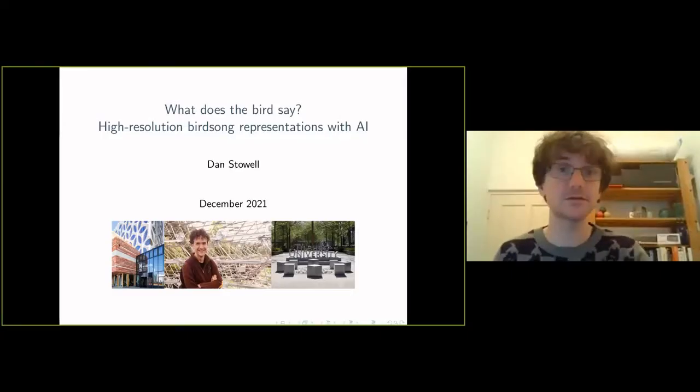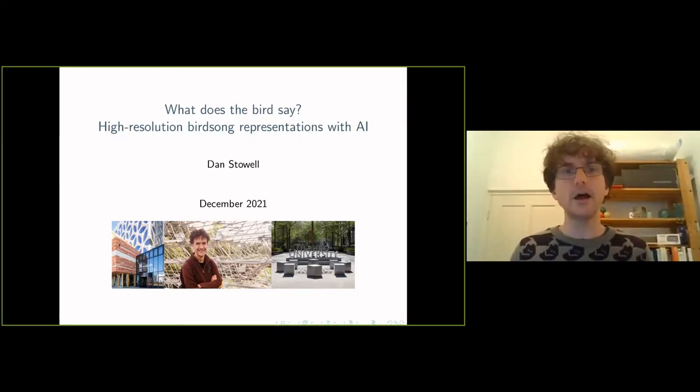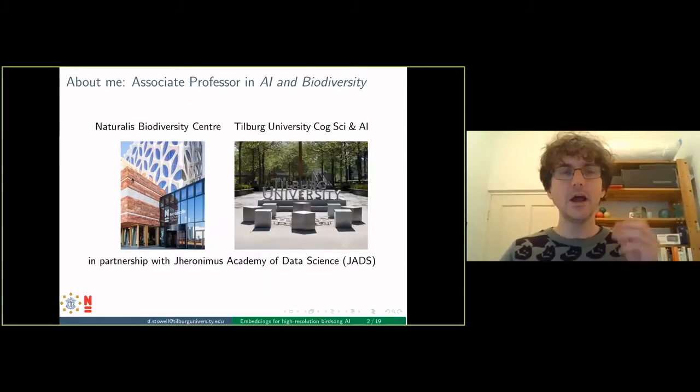Talking about a little bit more of, let's say, the technicalities of how deep learning works, just to show you an example. But we're also going to connect a little bit to decision making and also to sound. So I hope we can draw some connections with the talks that we've just seen. I'm going to be talking about birdsong and AI, and how we create high resolution birdsong representations. I'll get into the detail of that and tell you what I mean later.